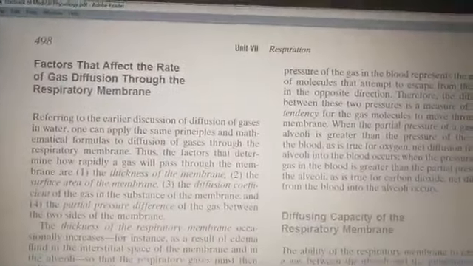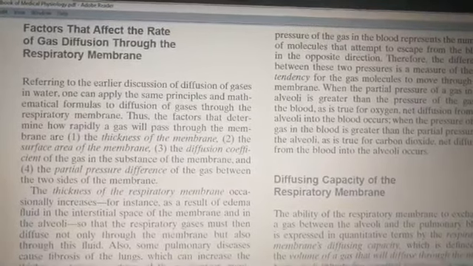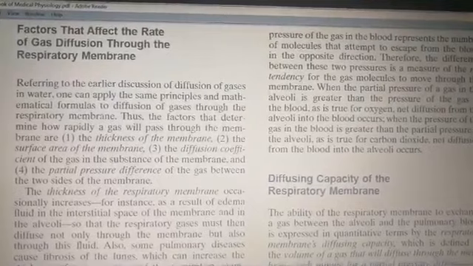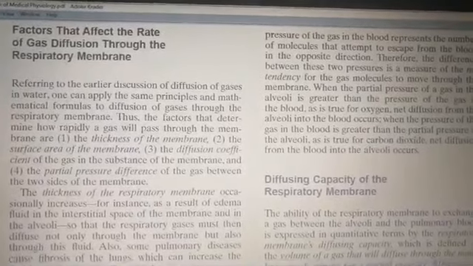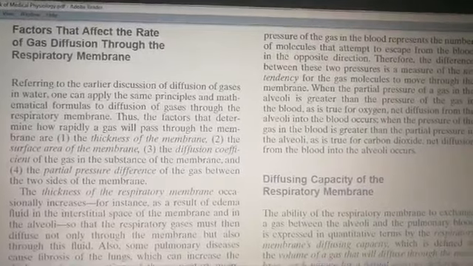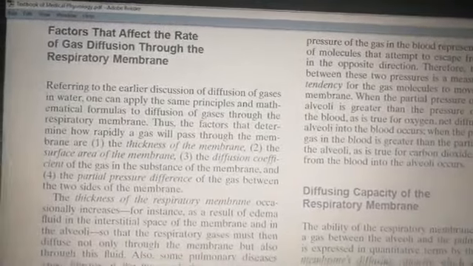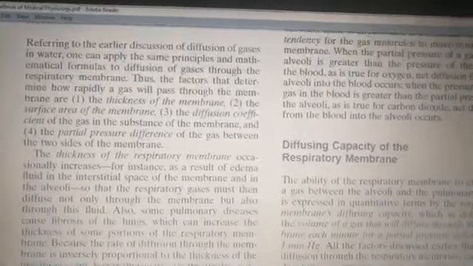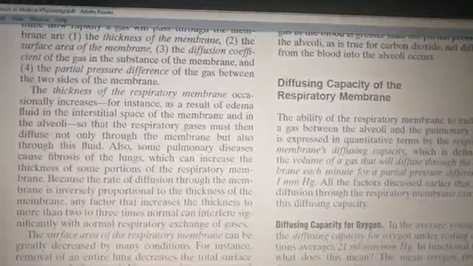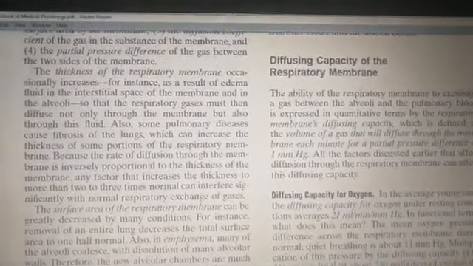And the factors that affect the rate of gas diffusion through the respiratory membrane. Number 1 is the thickness of the membrane, then surface area, then diffusion coefficient of the gas, and then partial pressure difference of the gas between the two sides of the membrane. So thickness. Firstly, as the thickness increases, for example in fibrosis, the diffusion decreases.